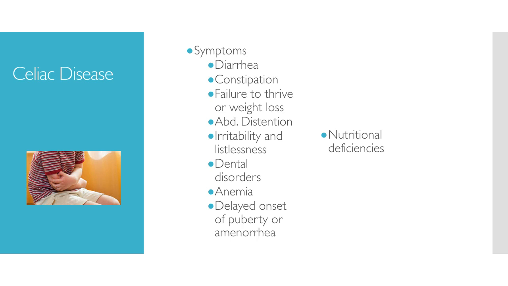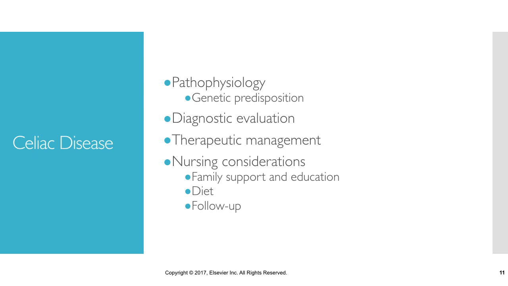If you don't have good nutrition, you don't have periods. And it limits the amount of hormones that are being produced, which affects the signs of puberty. Also nutritional deficiencies. The pathophysiology is that they're lacking the enzymes necessary to digest wheat and gluten, and there is a genetic predisposition for it.